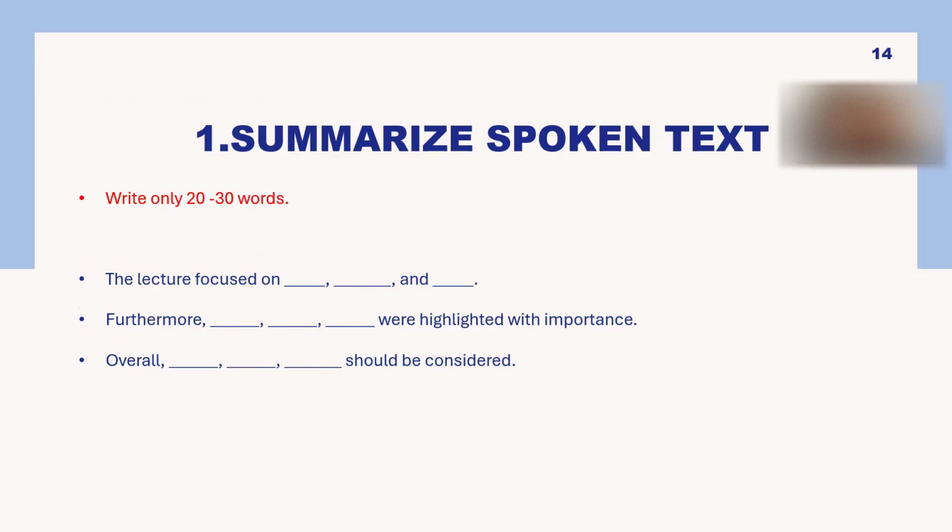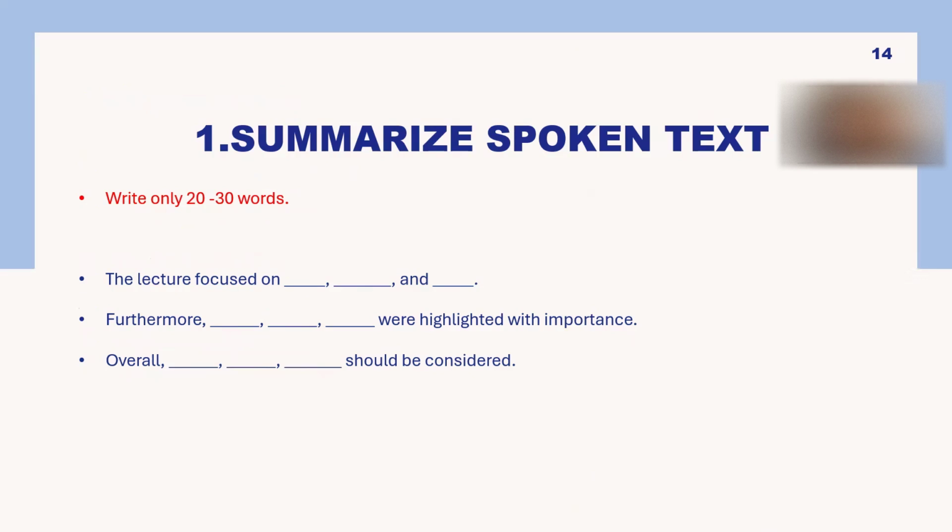Summarize spoken text. So in summarize spoken text, there is a word limit, around 20 to 30 words. If you write less than 20 words or more than 30 words, then there will be a zero in content out of 2. So make sure you write 20 to 30 words.